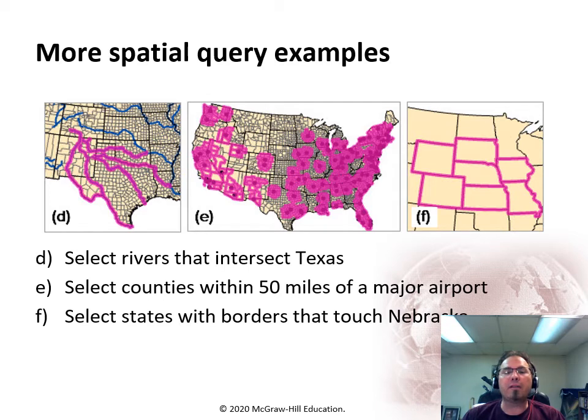You can see those there. There are lots of counties highlighted because there are lots of major airports. And then select states that touch Nebraska. That would probably be easier to just click on the map, but that's fine. You get the idea. There are lots of different combinations that you can use. The key to all of this is understanding which one is your target layer so you know what's going to be highlighted on your screen.